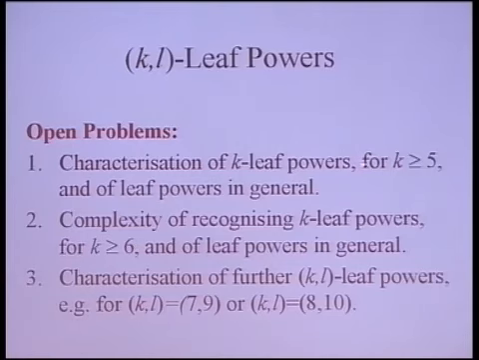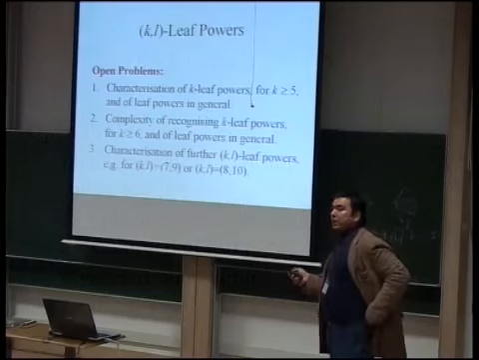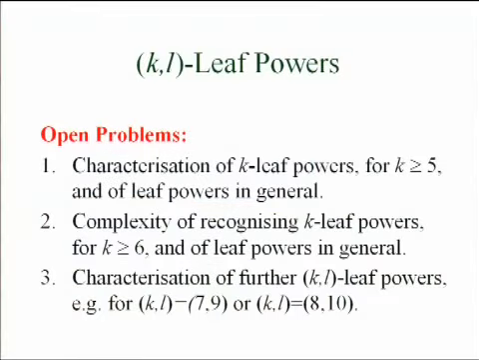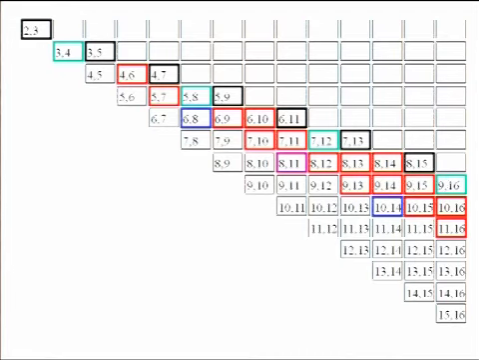So you see that for K equal to 5, the complexity of recognizing is at least known. There's a polynomial time algorithm of n to the third, where n is the number of vertices, given by Ko and Chang, which is a paper that appeared in the WG this year. And then, characterization of further KL leaf power classes, for example 7, 9, as you can see here, is not known.